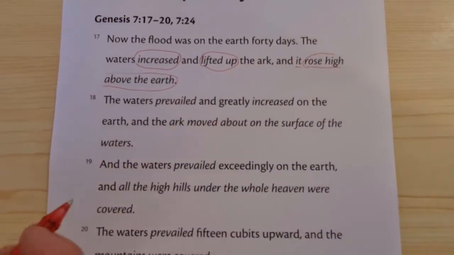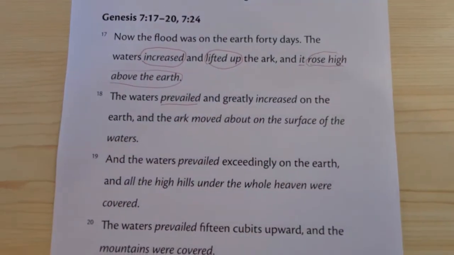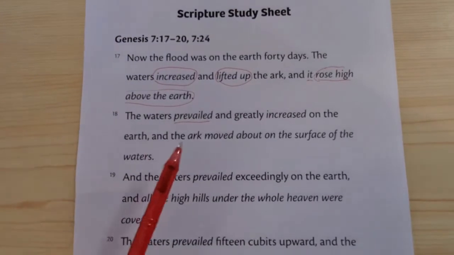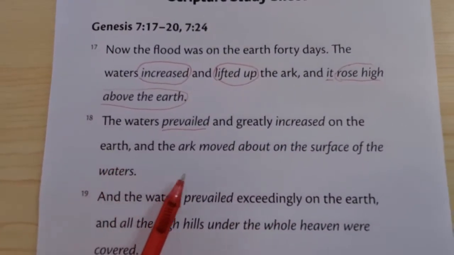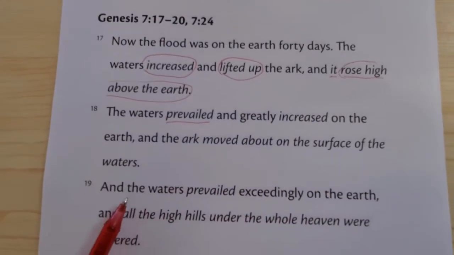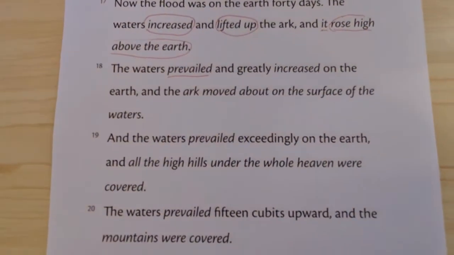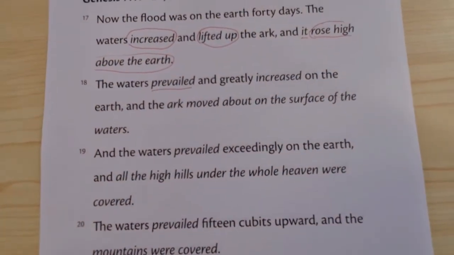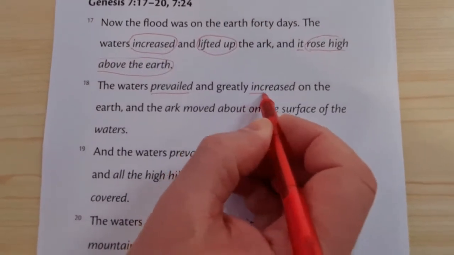Now, does anyone know what prevailed means? What's that word mean? Well, verse 18 says, the waters prevailed and greatly increased on the earth, and the ark moved about on the surface of the waters. So we see prevailed means the water was everywhere. And then again we see increased again.